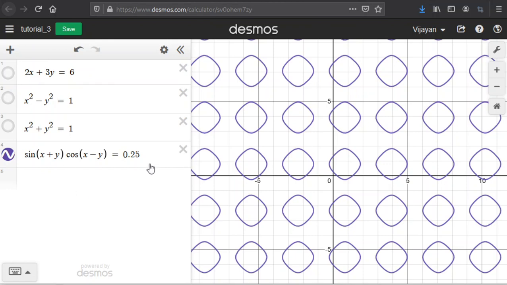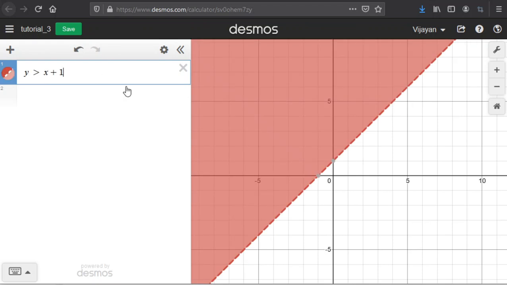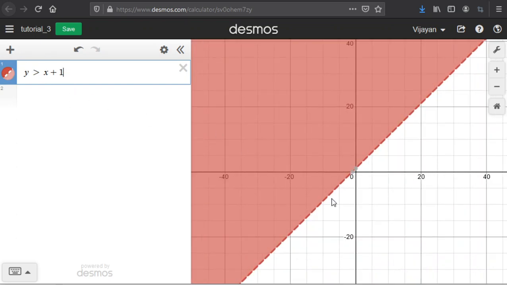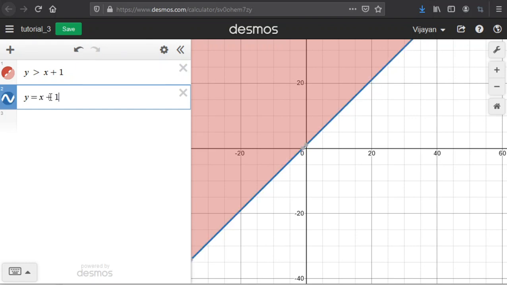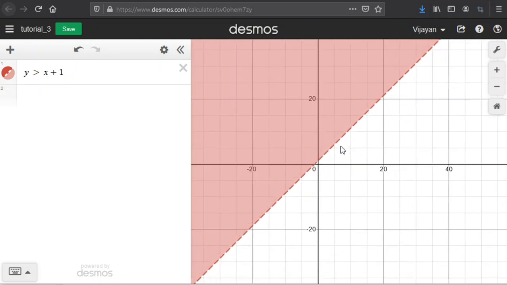Now suppose I want to plot some inequalities. How to solve inequalities? Suppose the question is y is greater than x plus 1. That means the line y equals x plus 1, all the points on the line y equals x plus 1, are not included. Since it is not included, we are using a dotted line to show that the line y equals x plus 1 is not included.